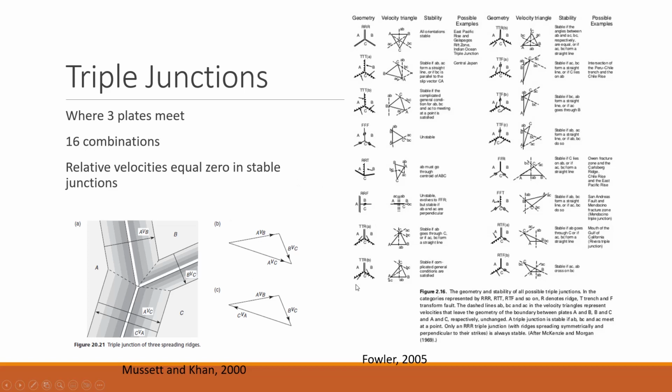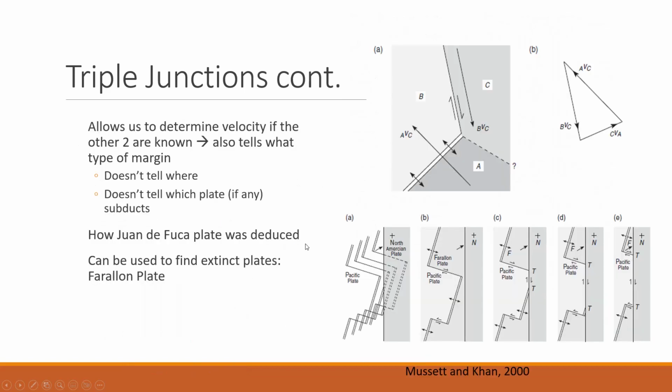We can actually use these triple junctions to determine the velocity of plates and the type of margin, so what type of boundary it is, and where they're going. It doesn't always tell us where it's going. It'll only tell us where they're going for certain ones. It doesn't tell us which plate is going to subduct. We just know that they're coming together, so which direction they're coming together. This is important because we can use it to determine past plates.